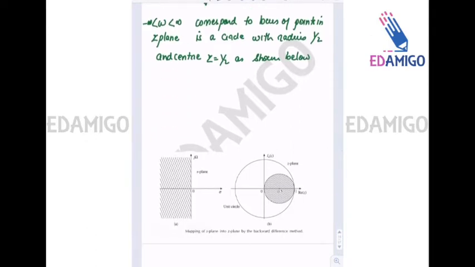Okay, so here I have pasted a figure that shows that the whole left half plane is mapped into a circle here. And thus this imaginary axis is mapped into a circle of radius 1 by 2, center 1 by 2. So this is the mapping.